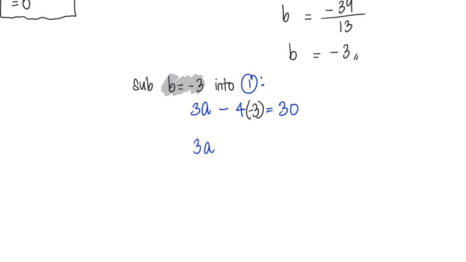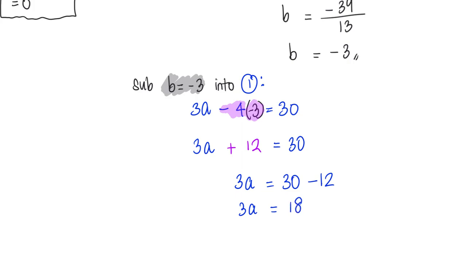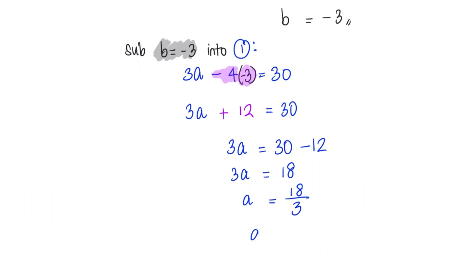So let's solve this. Negative 4 multiplied by negative 3 will become positive 12 here. So eventually I will get this answer. I'm going to minus 12 on both sides and divide by 3. So I will get my answer for A.